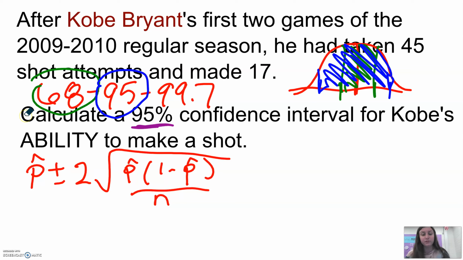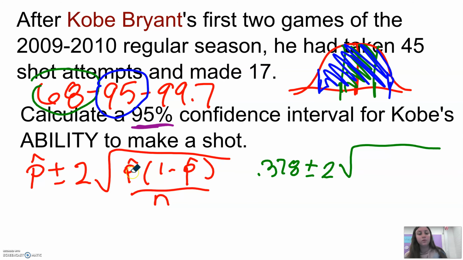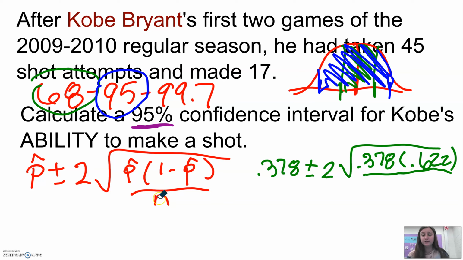p hat is our 0.378. So what actually happened? 0.378 plus or minus 2 times, we know our p hat, 0.378. Remember that's his performance. Now we want to multiply by the percentage that he missed, which we can find by doing 1 minus 0.378, which gets us 0.622. And then we're going to divide by n. Now remember, n is our number of observations or trials. He made 17, but he shot 45, so this is out of 45.